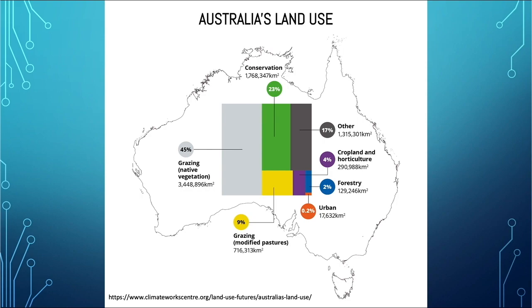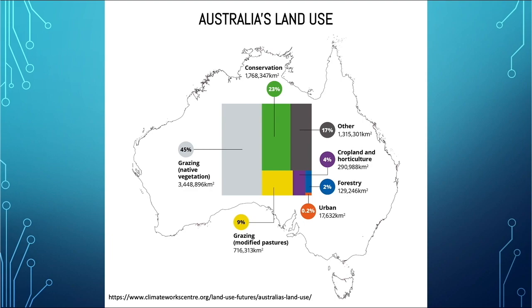The green bit, which is supposed to be conservation, you'll soon see that it's actually in the middle of Australia where there's desert. So really very little of our forest is actually protected to do the work that it does in keeping the country cool and creating oxygen and sequestering carbon, because that's what forests do.